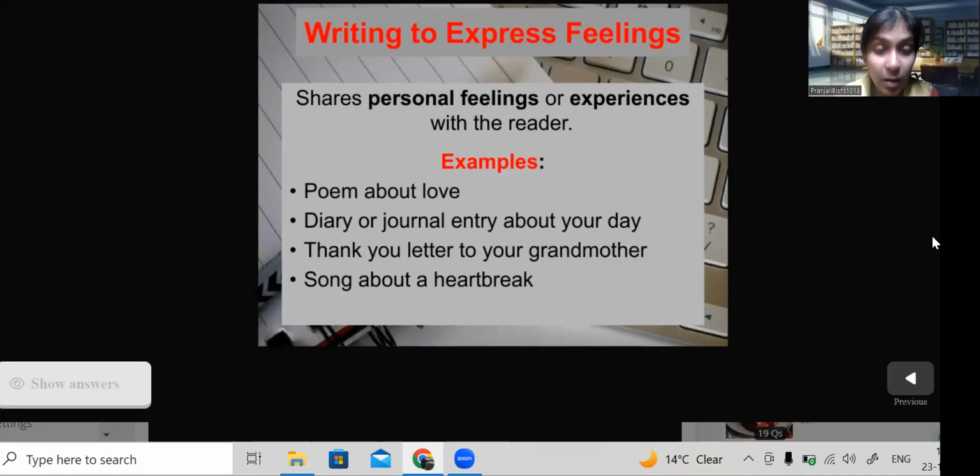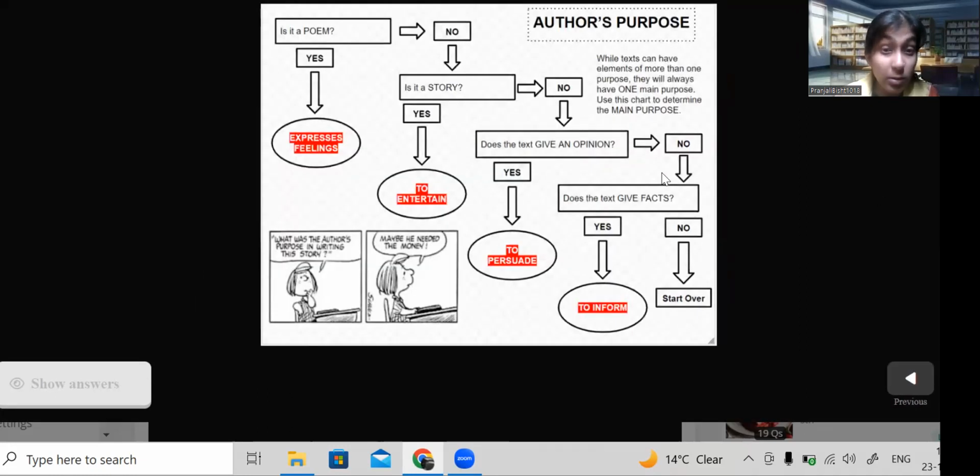Now let's see the next author's purpose. We can see the photo here. Is it a poem? Yes. Then if it's a poem, it will express feeling. Now if it's a story, it's meant to entertain.